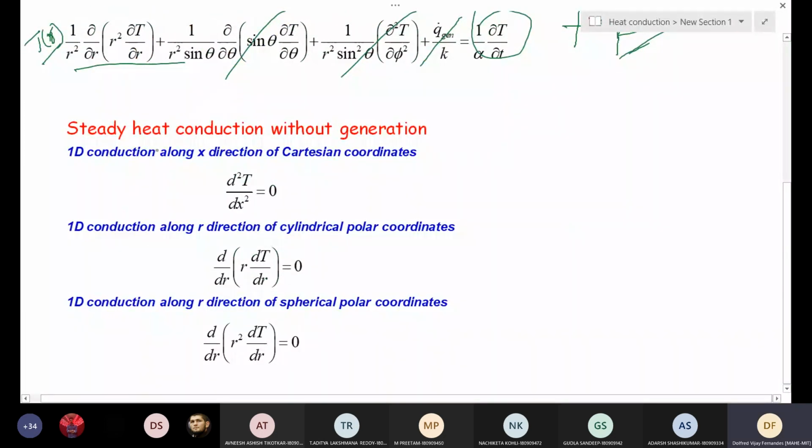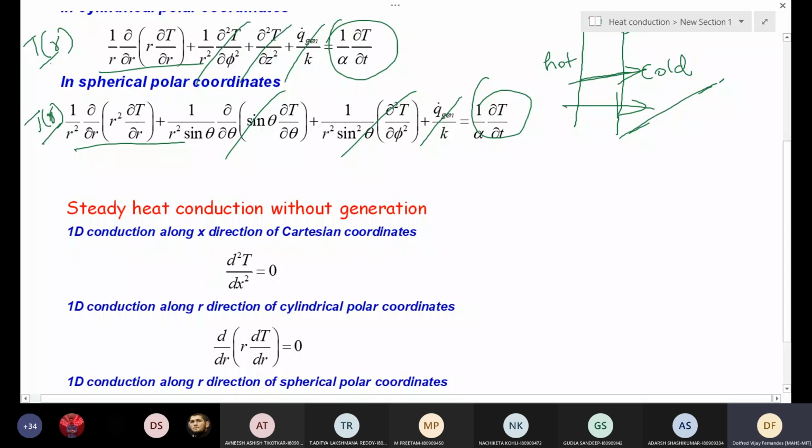So for 1D conduction along the x direction, in Cartesian coordinates, we have the Gauss equation d square T by dx square equal to 0. So steady state without heat generation, that's why we have this equation in Cartesian coordinates. In cylindrical polar coordinates, it is d by dr of r dT by dr. In case of spherical coordinates, it is 1 by r, d by dr into r square dT by dr.